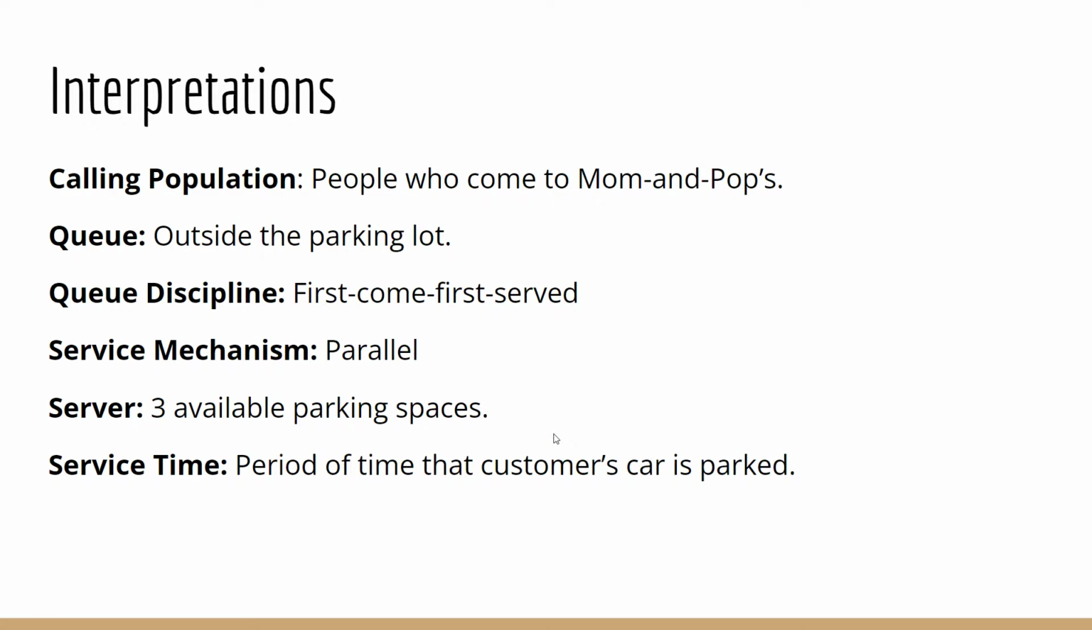And for a queuing system, the first attribute that comes to mind is the calling population. The calling population for this question is supposed to be people who come to Mom and Pop's, because the parking lot is reserved for the grocery store Mom and Pop's customers only. And the queue is outside the parking lot, and the queue discipline in the real life situation is that the first car coming to the parking lot will park first, so this is first come first served.